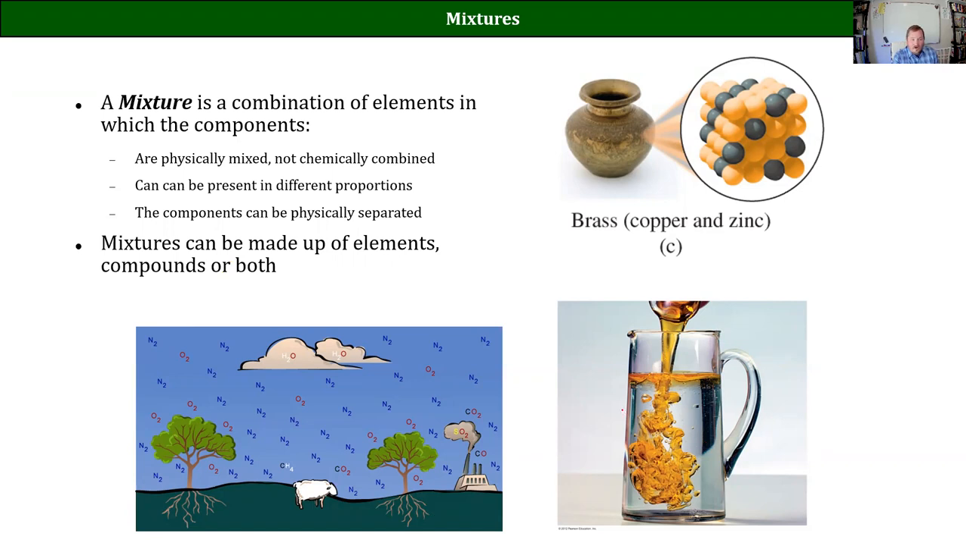And mixing oil and water. Anytime you're pouring two things together, you're almost always going to be making a mixture.